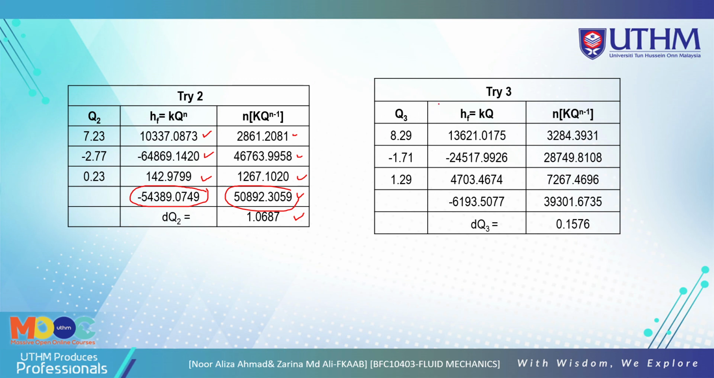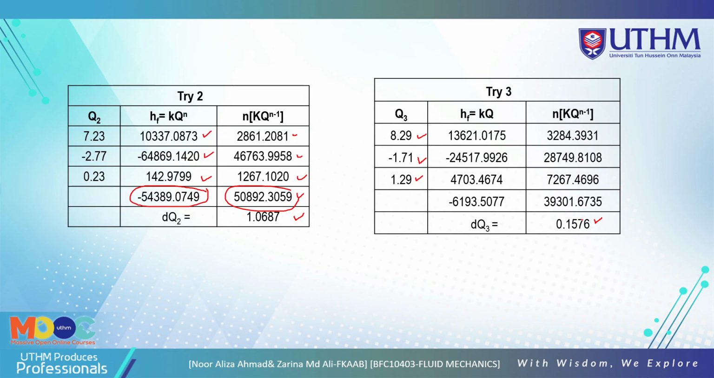And in trial 3, you get delta Q3, so use the Q2. Based on the 7.23, you add 1.06, so you get this value. And this negative 2.77, you add here, so you get this one. Actually the negative is for the direction of the flow, so don't worry about that one. So you just go to trial 3, until you get delta Q is 0.1576.